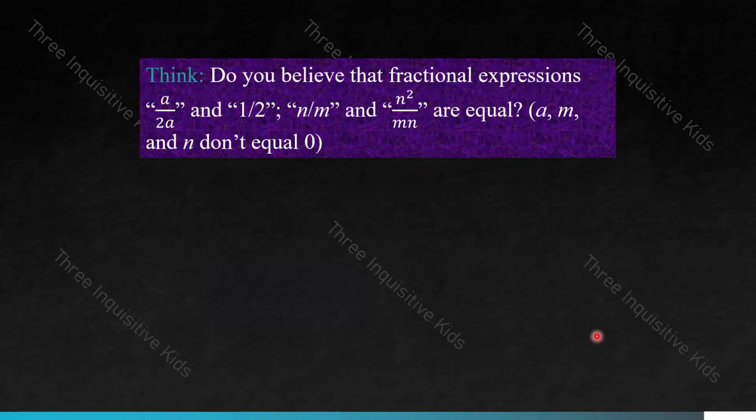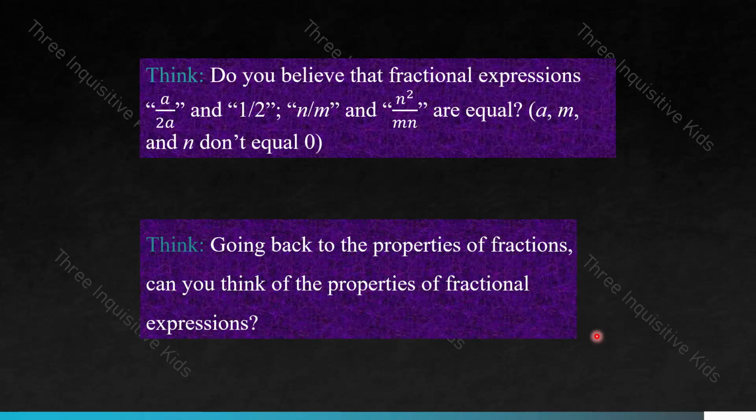Do you believe that fractional expressions a over 2a and 1/2, and n over m and n squared over mn are equal? A, m, and n all don't equal 0. So now we're taking the basic properties of fractions and applying them to fractional expressions. Are these true? And if not, explain. Going back to the properties of fractions, can you think of the properties of fractional expressions? What do you think they are? Remember, relate back to the properties of fractions.